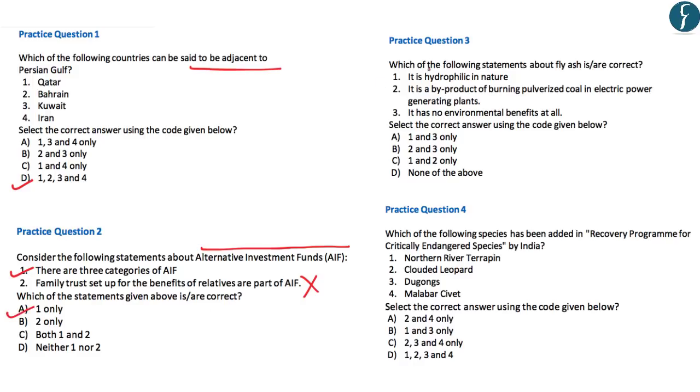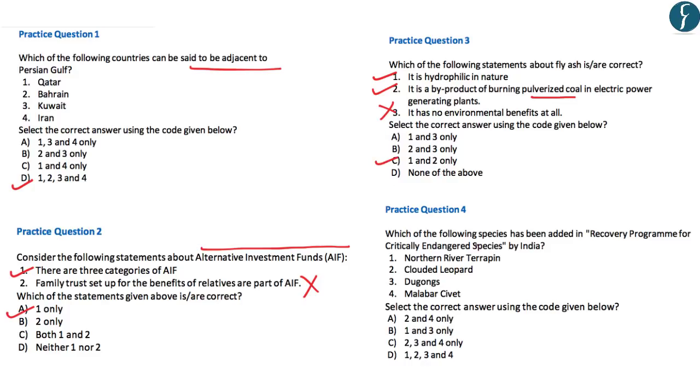Question number 3. It says, which of the following statements about fly ash are correct? Options are, first, it is hydrophilic in nature. Yes, this is correct as it is water loving. Second, it is a byproduct of burning pulverized coal in electric power generating plants. Yes, this is also correct. Third, it has no environmental benefits at all. No, the statement is incorrect as we have seen certain environmental benefits on the use of fly ash as concretes. So in this, C becomes the correct answer, that is 1 and 2 only.